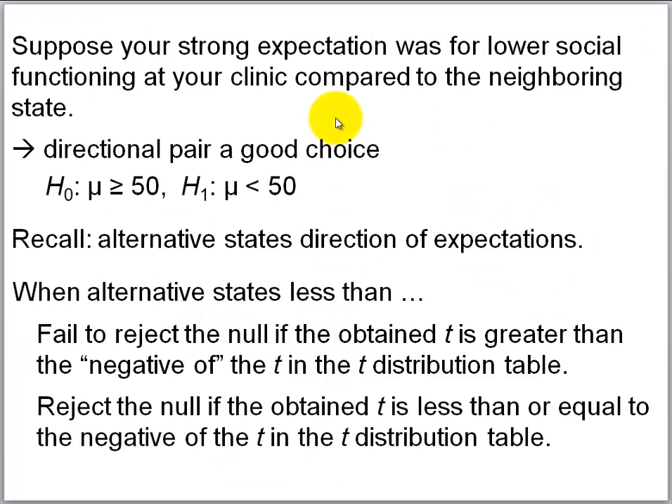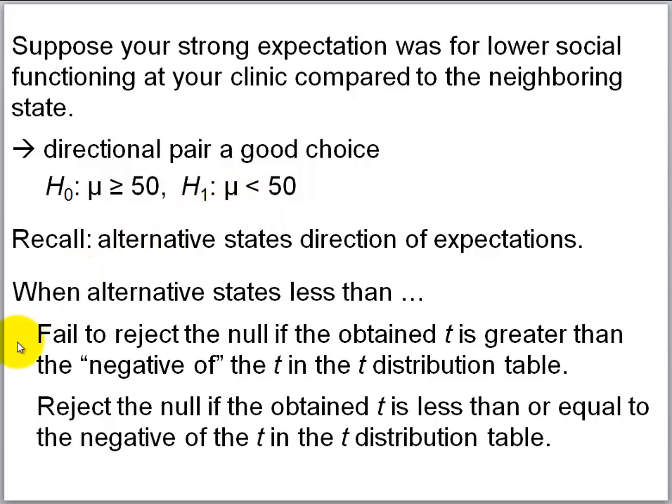Now it might be useful to get an example of a directional hypothesis pair. So suppose that your strong expectation was that social functioning at your clinic was at a lower level than that in the neighboring state. If that expectation was sufficiently strong, a directional pair would be a good choice, and it would be the alternative hypothesis that would carry the direction of expectations. So the alternative is that the mean in the population at your clinic is less than 50.